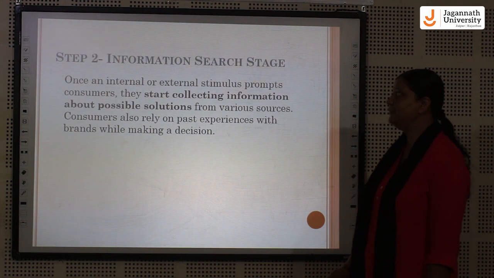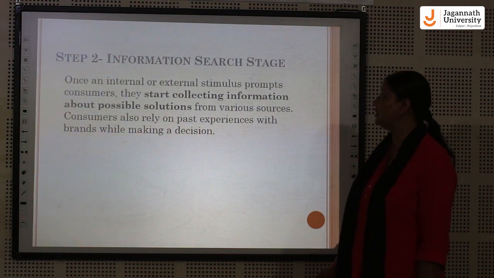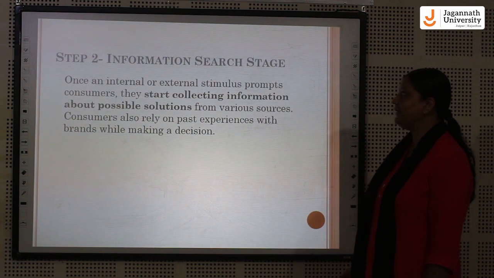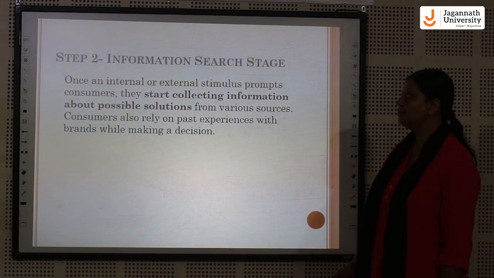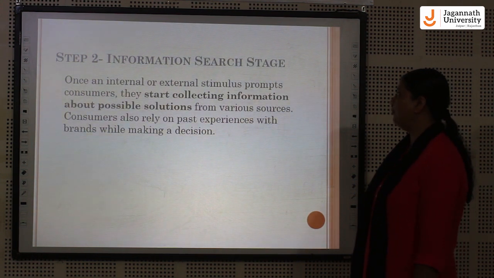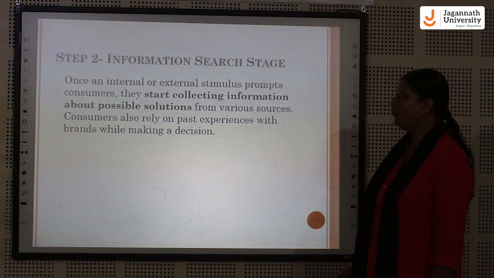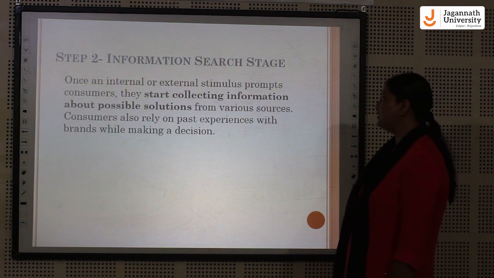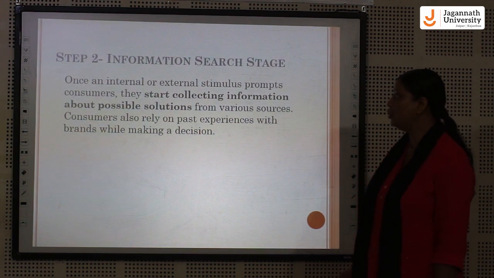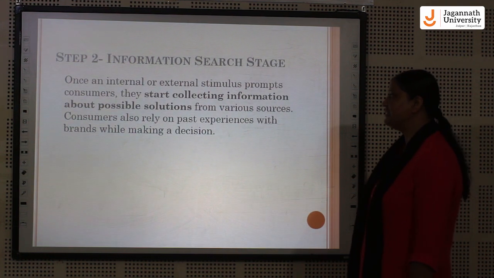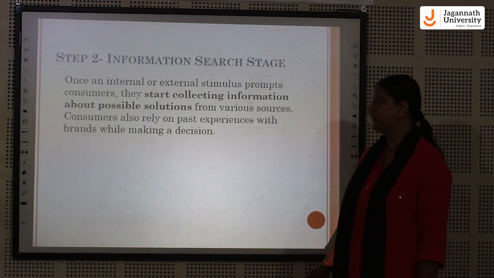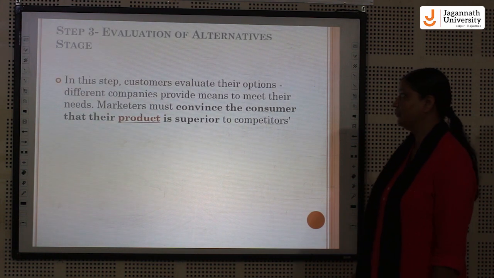Now the second step, that is the information search stage. Once an internal or external stimulus prompts consumers, they start collecting information about possible solutions from various sources. Consumers also rely on past experiences with brands while making a decision.